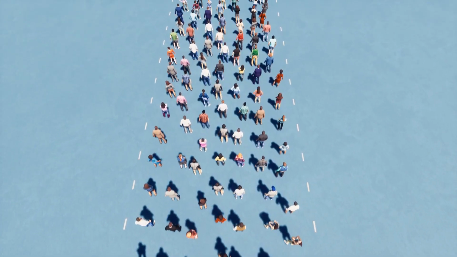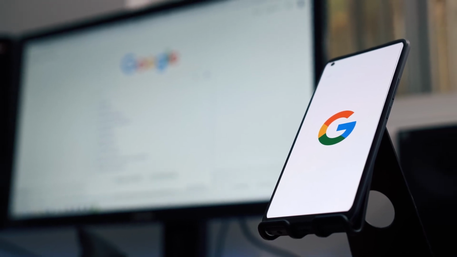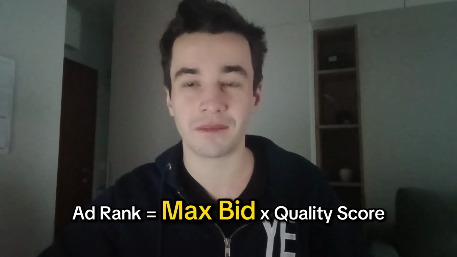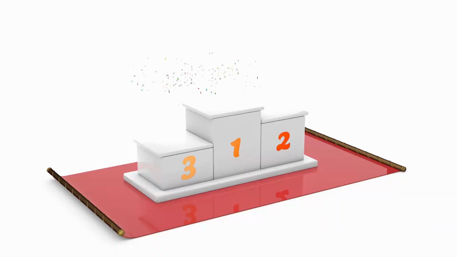Then there is the ad rank. As the name suggests, it determines the ad's position in search results. And there is a formula for this. Rank is equal to max bid multiplied by quality score. In other words, the more you are willing to spend and the better you are, the higher your rank.